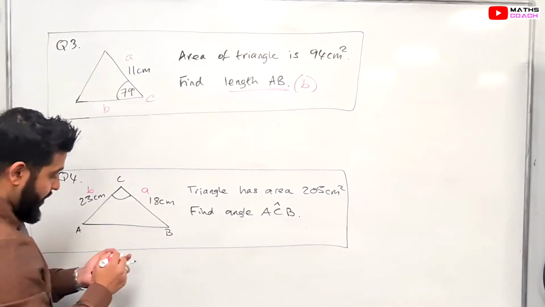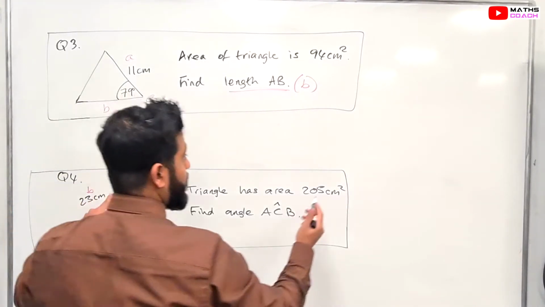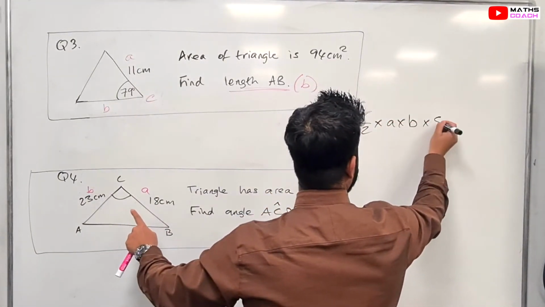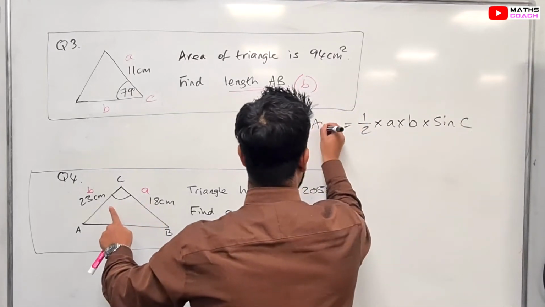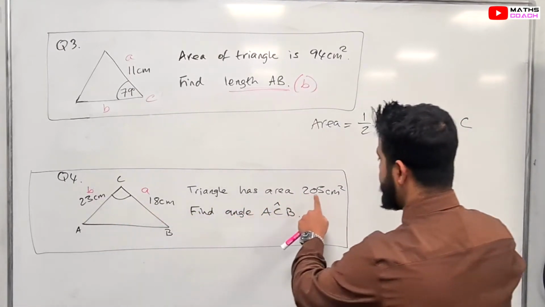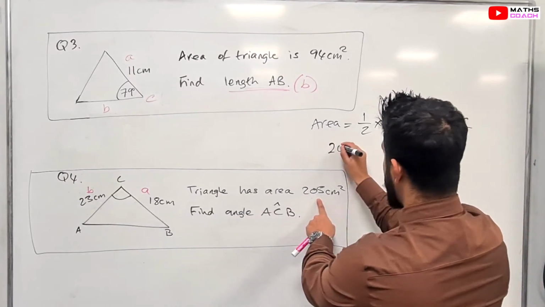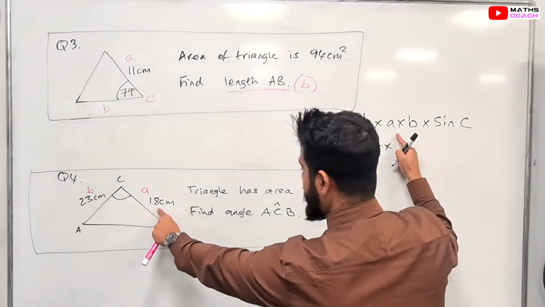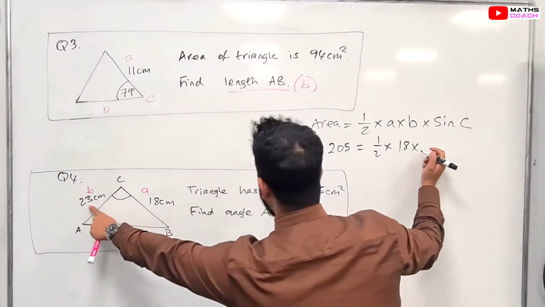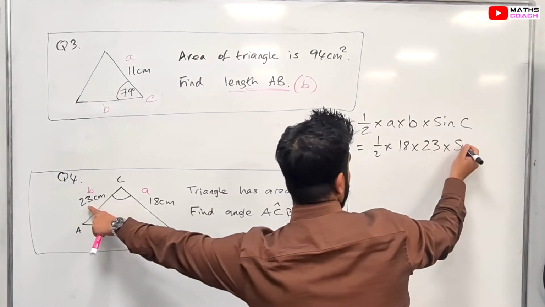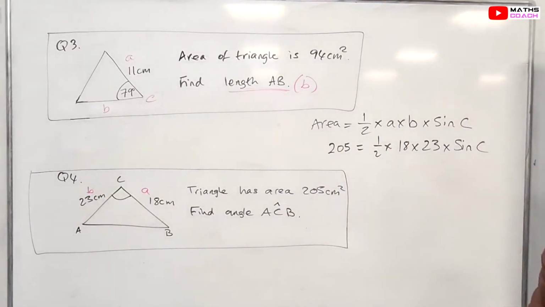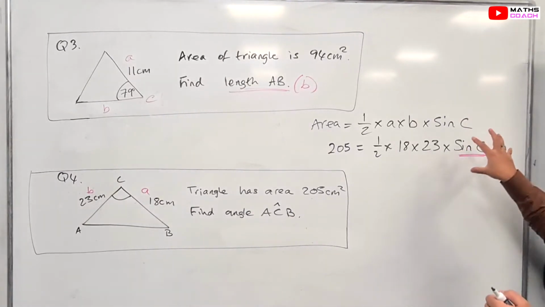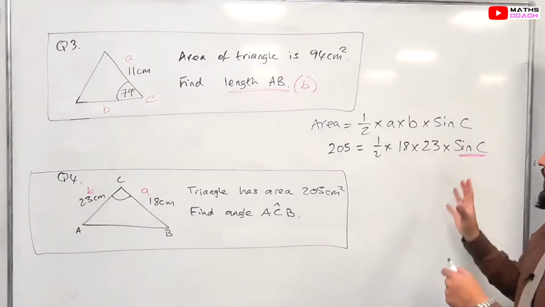Right, so once again, we are going to put this into our formula. The formula is half times A times B times sine C for the area of a triangle. And we've been given the area as 205, so 205 can go underneath the area. Half times by A, which is 18, times by B, which is 23, times by sine C, which we do not know. So this time round, we are calculating the value of sine C. We want to make sine C the subject and do all our calculations appropriately.